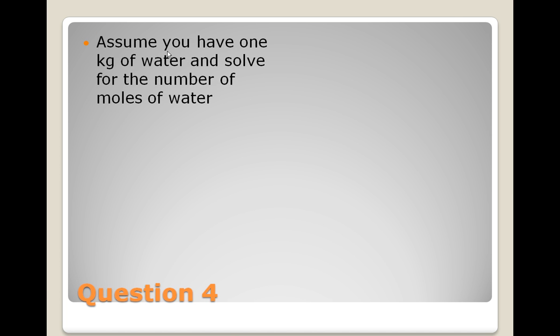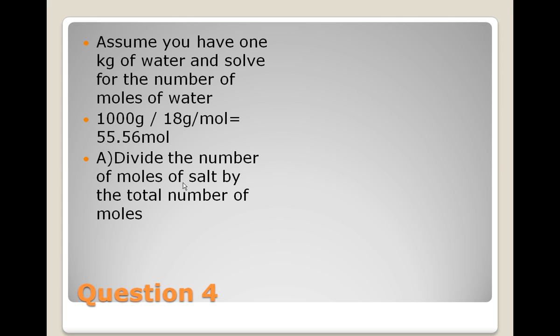So you're going to want to assume that you have 1 kilogram of water because they don't actually tell you how much water you do have, but they do give you the molality. So you take the bottom, so you have 1 kilogram, which is 1,000 grams, and you have the molar mass of water, which is 18, so you get 55.56 moles.